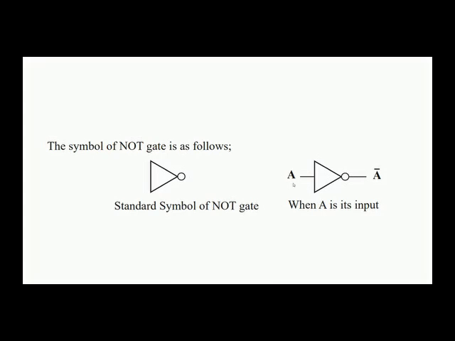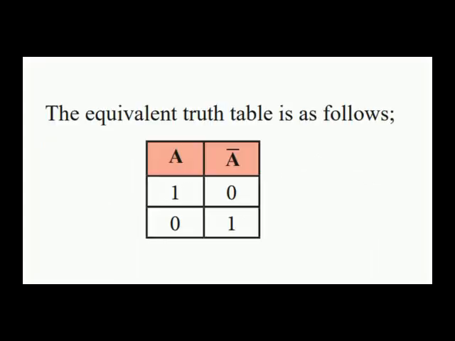So if your input is 1, what is your output? 0, yes, that is 0. If your input is 0, what is your output? 1, yes, it gives the opposite of your input. It's very easy. The truth table of the NOT gate is like this. If the input is 1, you get 0. If the input is 0, you get 1.